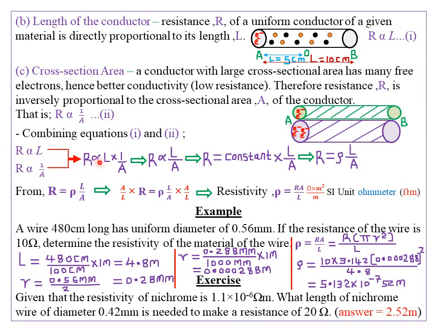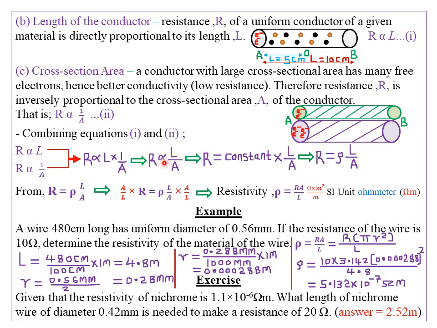Therefore, R will be directly proportional to length times 1 over cross-sectional area. That is, if I combine these two. So I'm just taking R because it is common. Then I multiply L times 1 over A, which gives me L over A. Therefore, resistance is directly proportional to length over the cross-sectional area.